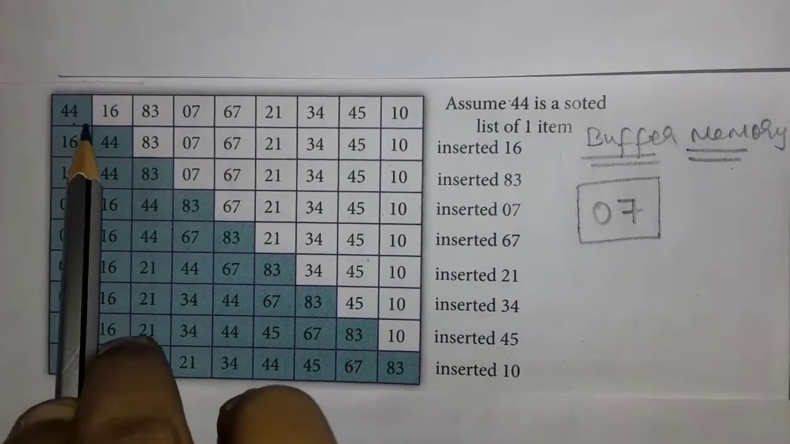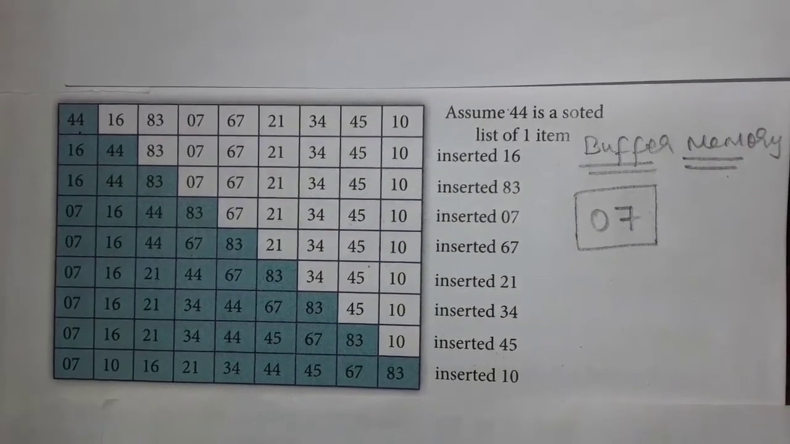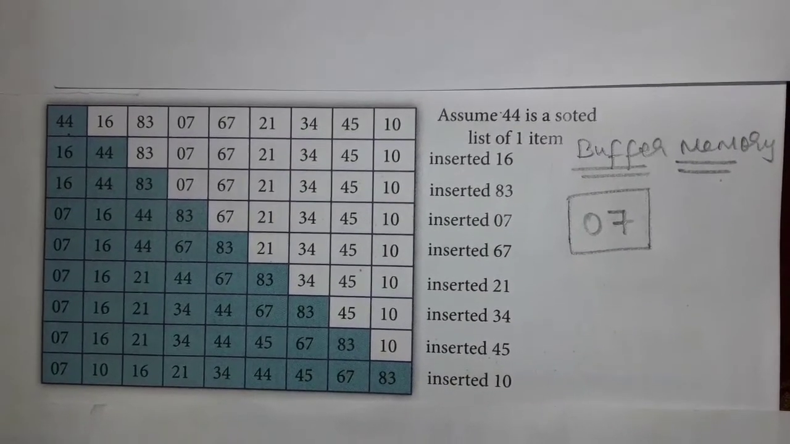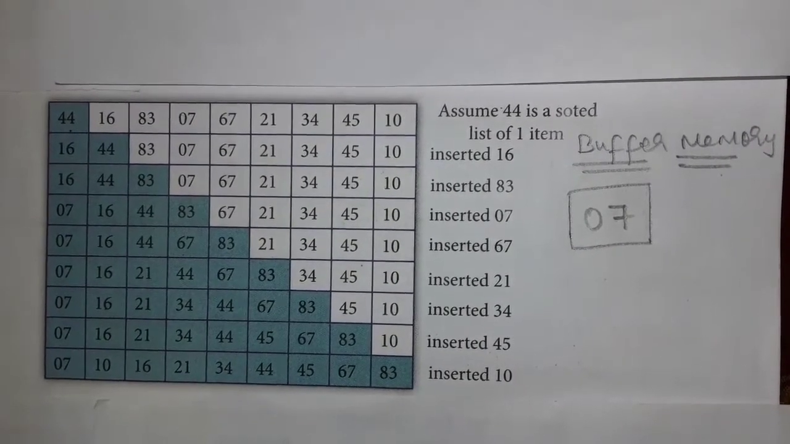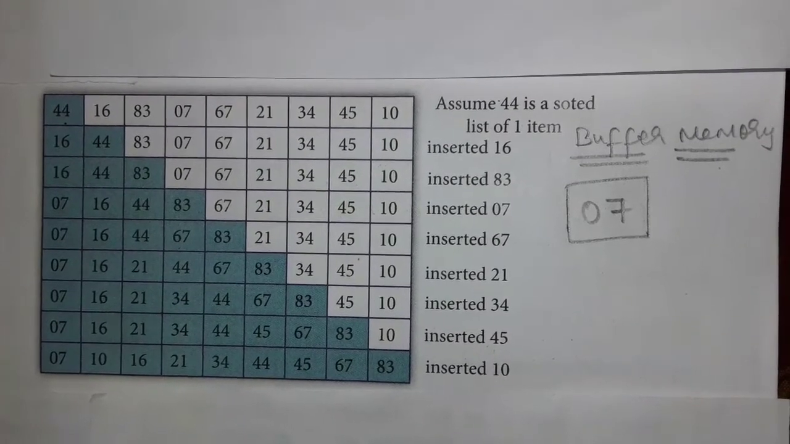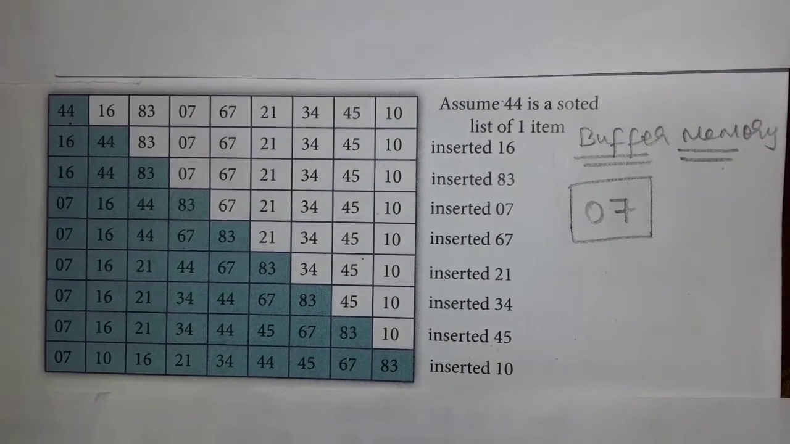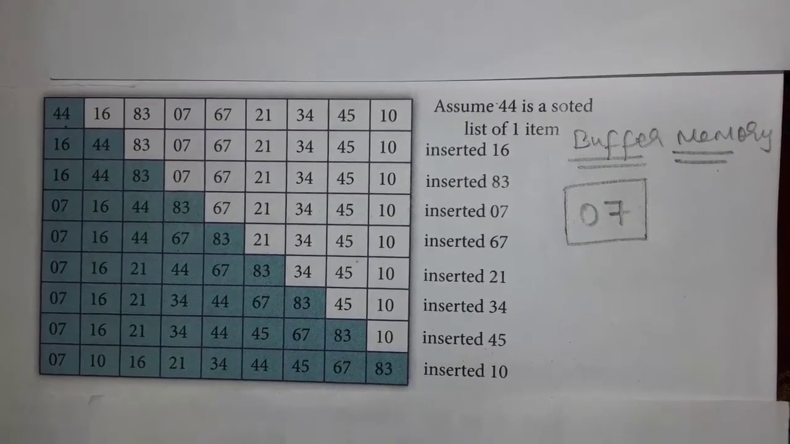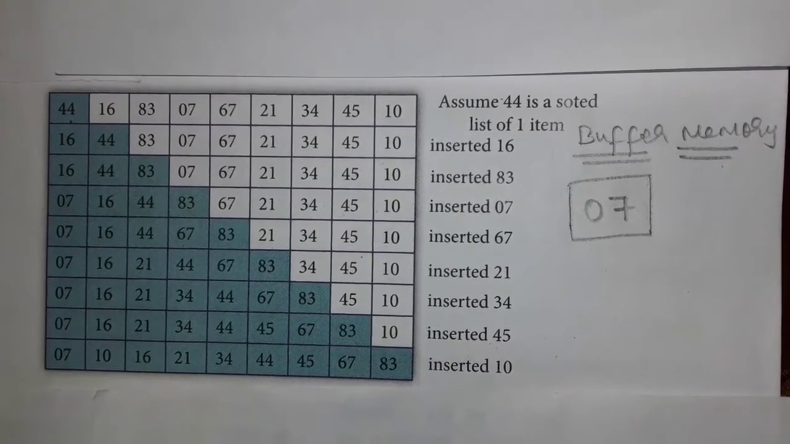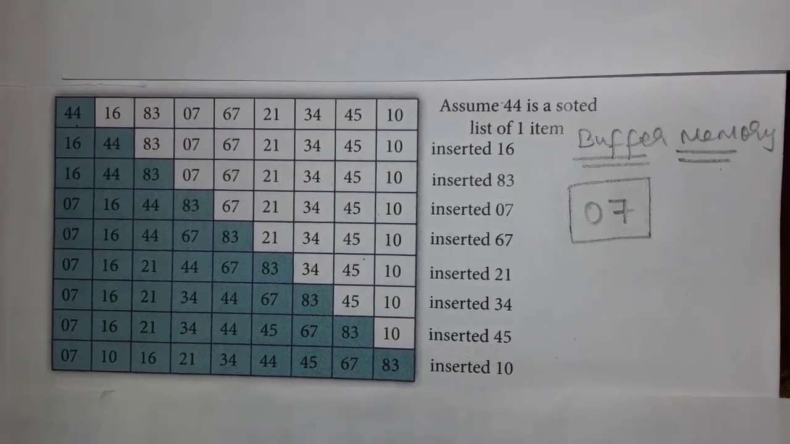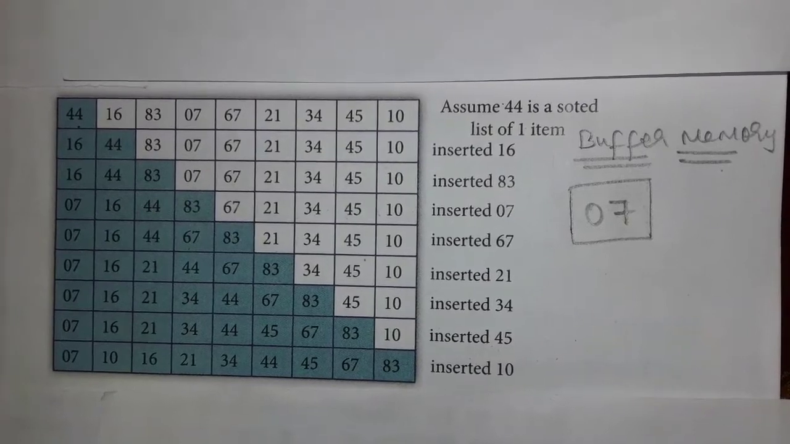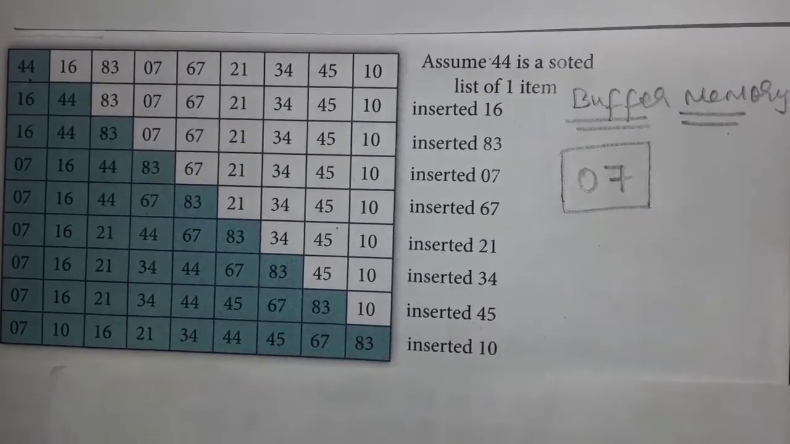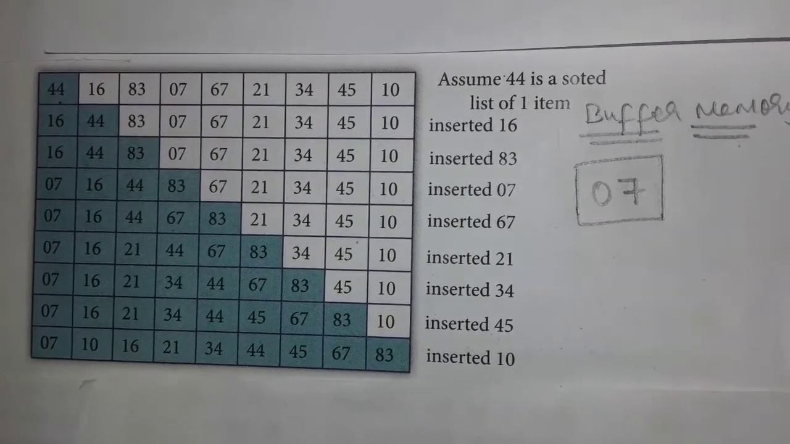What is the first element? 44 and the second element is 16. These two elements will be compared. Now 16 is smaller, so 16 will be brought into the first position and 44 in the second position. Next element is 83. It is in correct order, so it will be given the same position. The fourth element is 7. Now 7 is smaller than all these 3 elements, so it has to be taken to the first position.